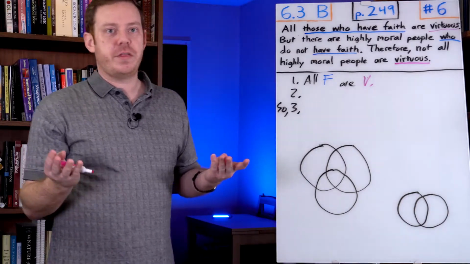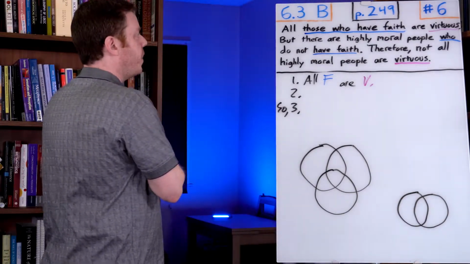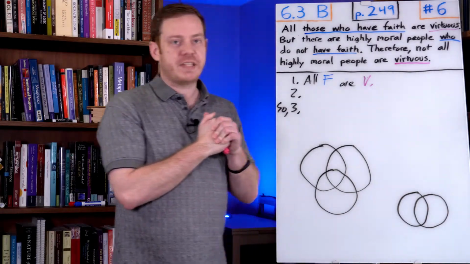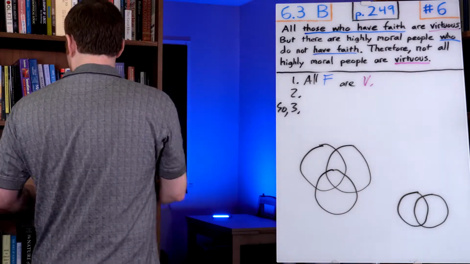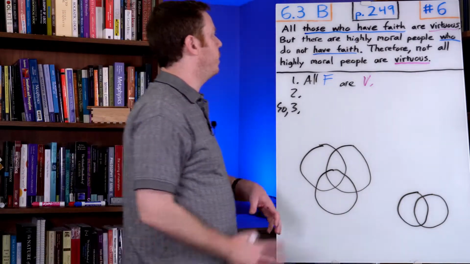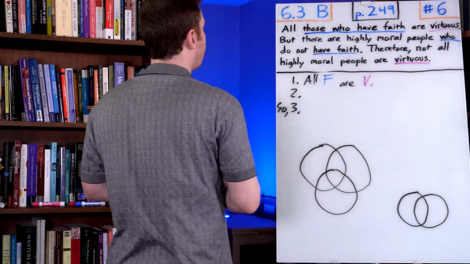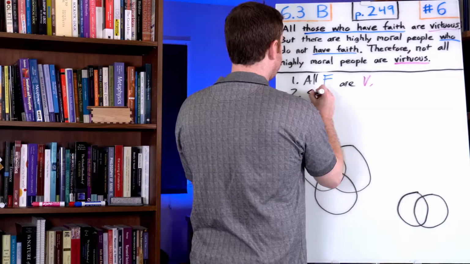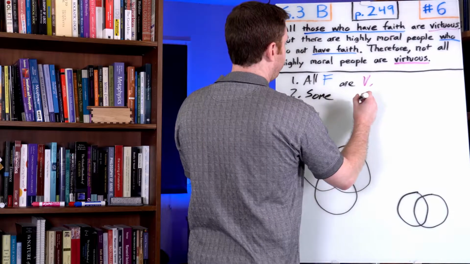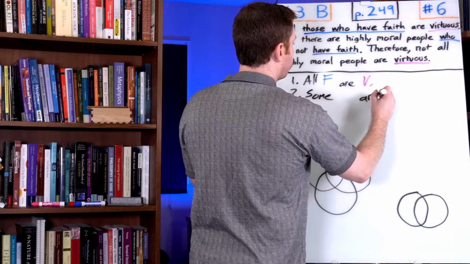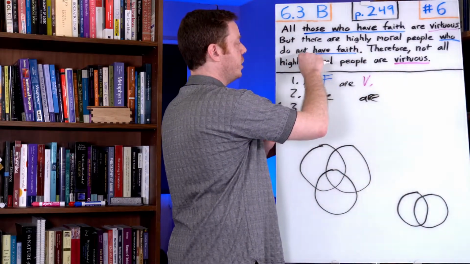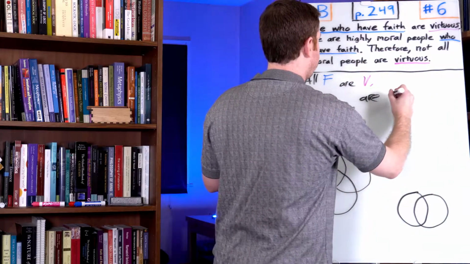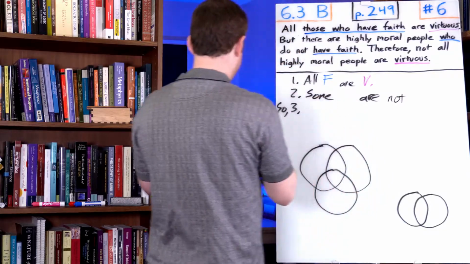And now let's do the second statement. There are highly moral people who do not have faith. What kind of statement is that? That is going to be a particular statement because it's not about all highly moral people. It just says there are highly moral people. So it's just about some of the highly moral people. And it's going to be a negation in there. So some highly moral people are not people who have faith. So we need that not in there.